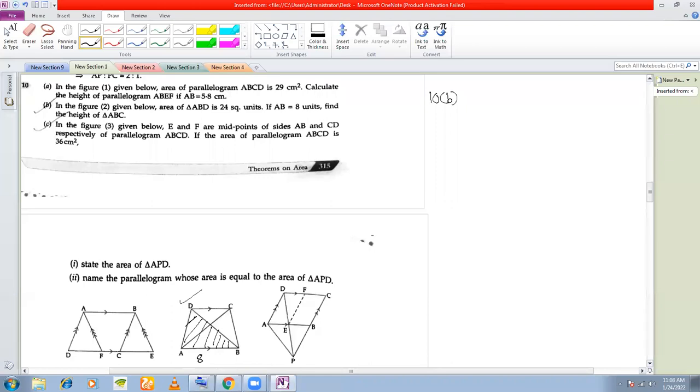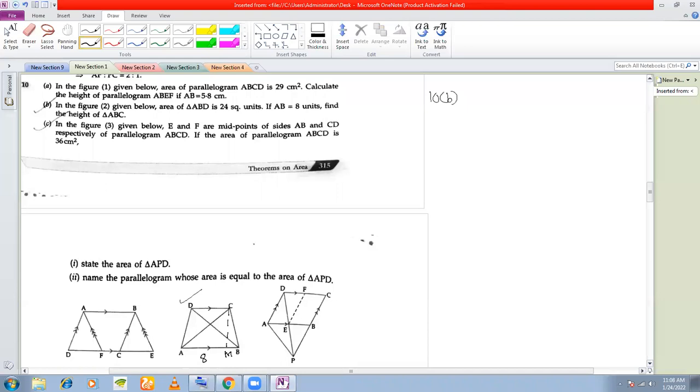So which one is the height of triangle ABC? This one, right? If we call this point as M. Okay, let me remove the shaded part and then draw it afresh. So now you know which area of which triangle is given and the height of which triangle you have to find out. And this is given to be 8. This is the height that you need to find out, okay? Height of this triangle.